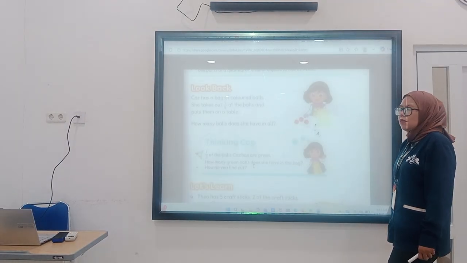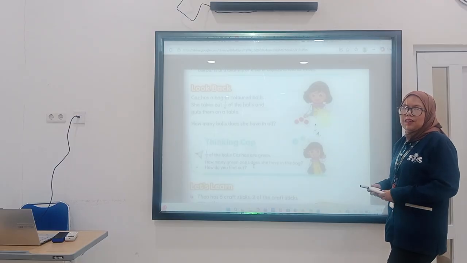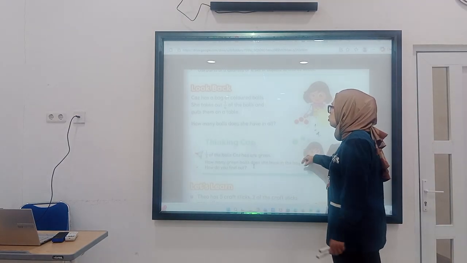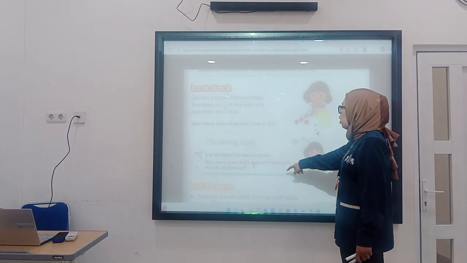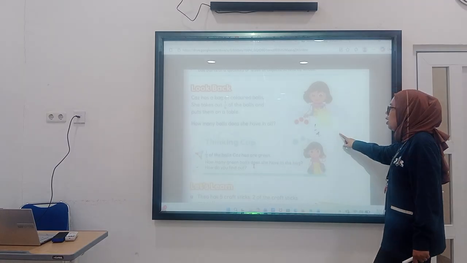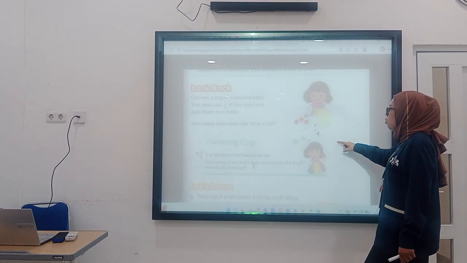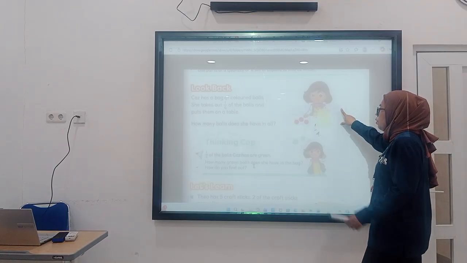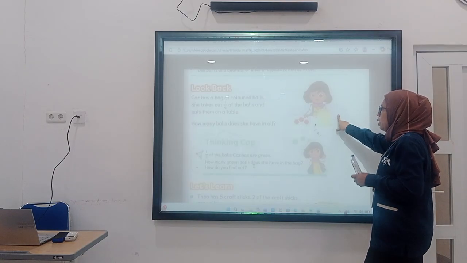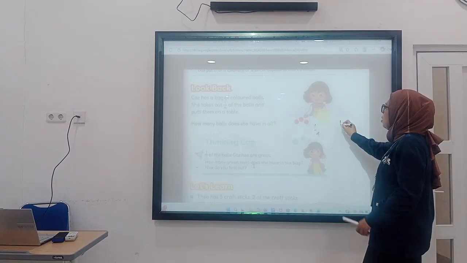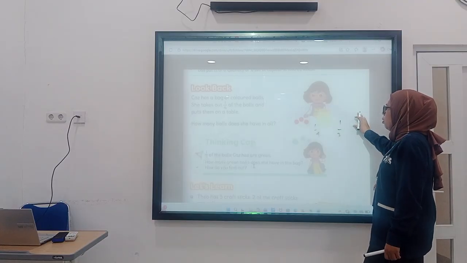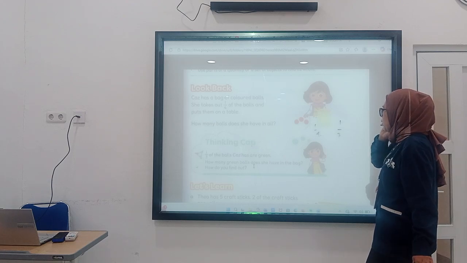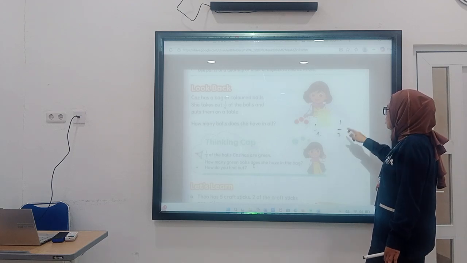And then about the thinking cap, Miss. About the thinking cap: 1/3 of the balls Cats has are green. So how many green balls does she have in the bag? How do you find out? So this is still read from the top. So Cats has 1/3 of the balls that are green. So how many balls does she have in the bag?